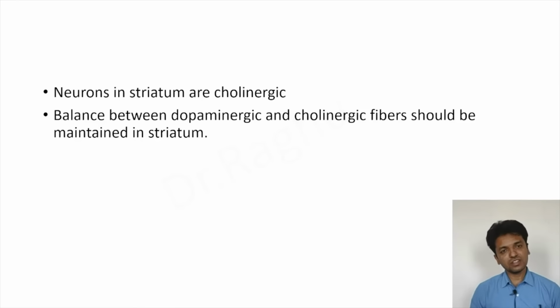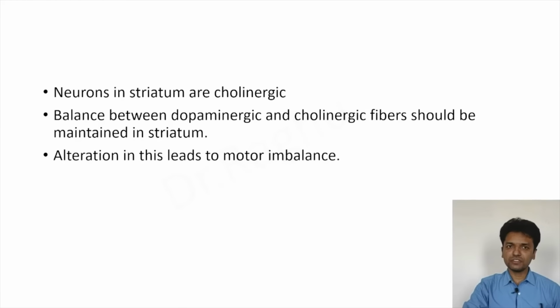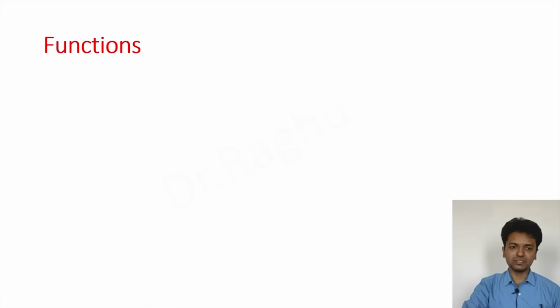If there is degeneration of the nigrostriatal tract, then what is going to happen? The dopaminergic information which is coming to the striatum will be reduced, and cholinergic information is going to increase. Now this is going to cause an imbalance, and this is going to result in Parkinson's disease. Okay, so any alteration of this balance between a stimulatory influence and the inhibitory influence is what is going to lead to motor imbalance. Now that was the connections.